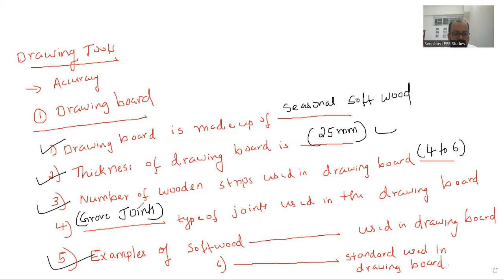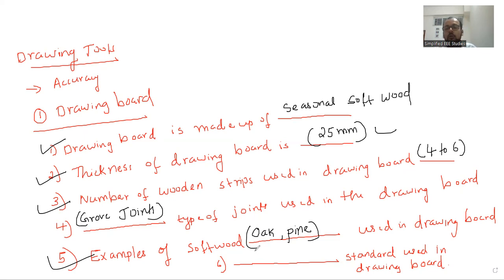The fifth one: examples of softwood. Could you give some examples of softwoods? Oak is the best example of softwood. Even pine can be used, the pine tree. Pine wood is also fine. Oak or pine you can use.